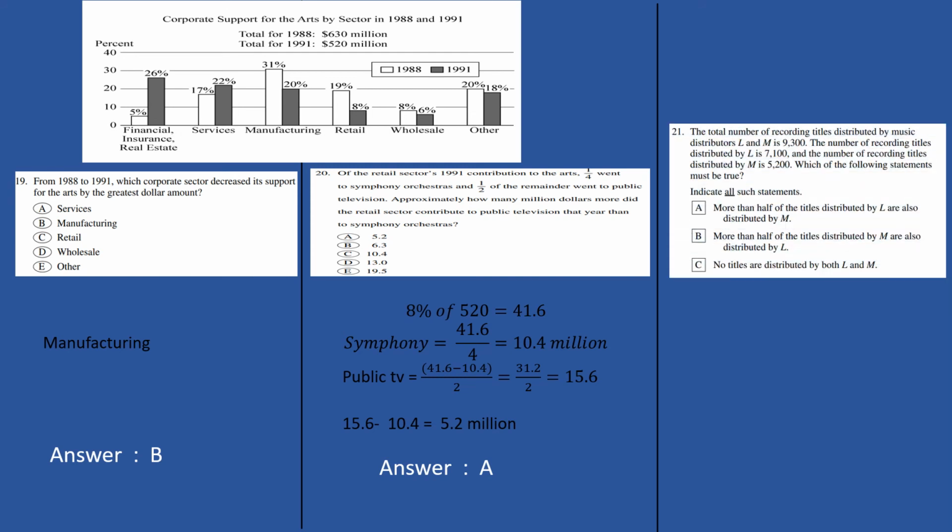We have 2 sets, L and M, where L plus M is 9,300. If L is 7,100 and M is 5,200, the total becomes 12,300. So in this situation, both A and B are possible.